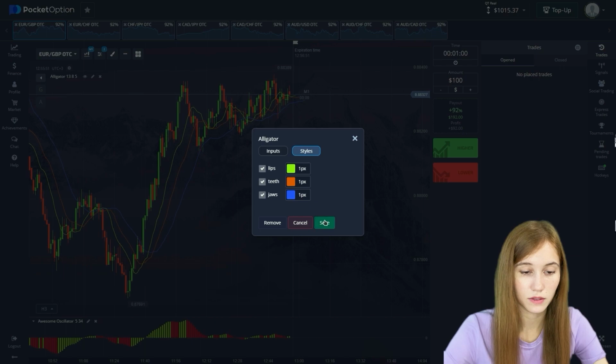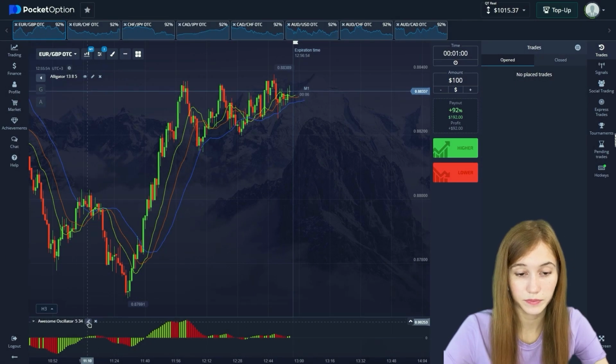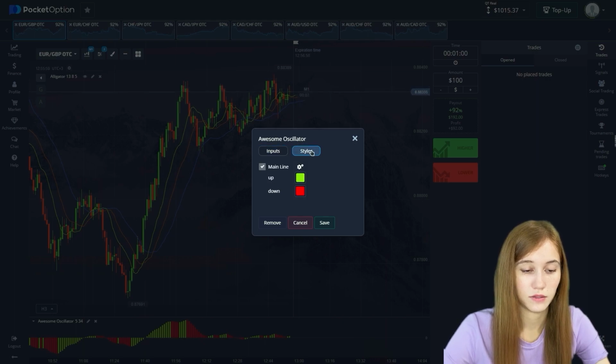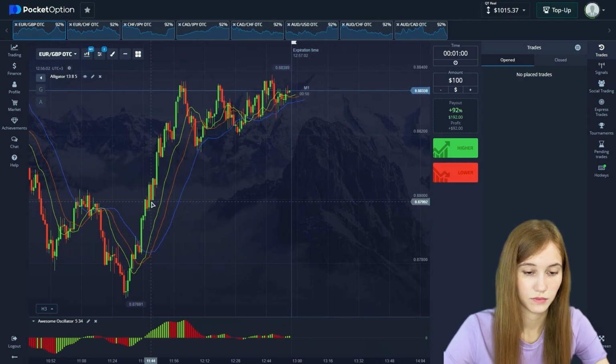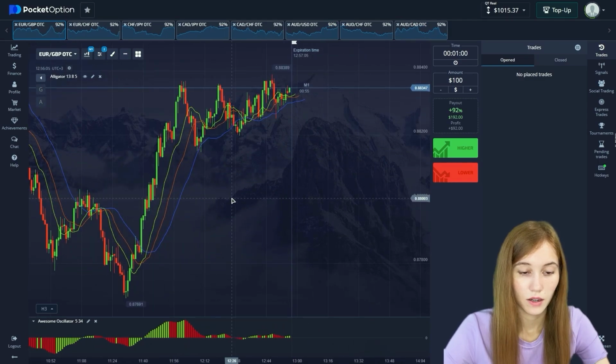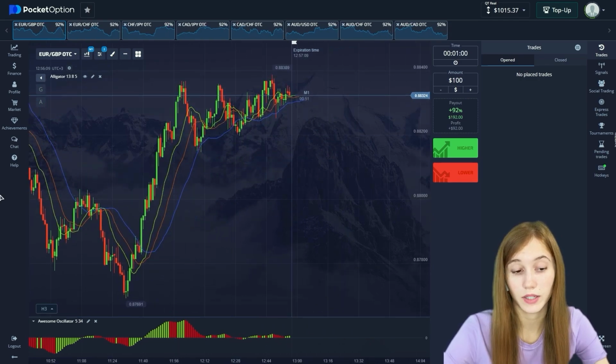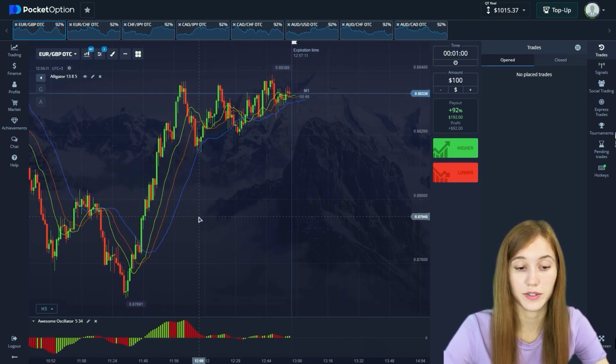Two indicators: alligator, with its parameters, and the second. Also these indicators are simple and can be easily used, especially together in one.